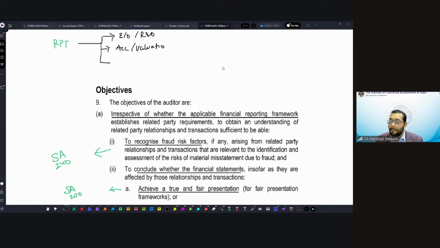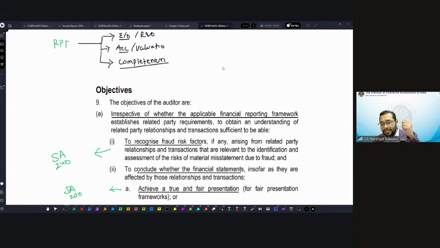Third, very important, completeness. How will you ensure that whatever transactions are disclosed by the management are complete? Whatever transactions you are testing, there is no other transaction of the related party present in the books of account. If you don't get comfort on the completeness, how can you get comfort on the accuracy and existence and occurrence? If you missed out certain transactions, you missed out entirely on all the assertions.